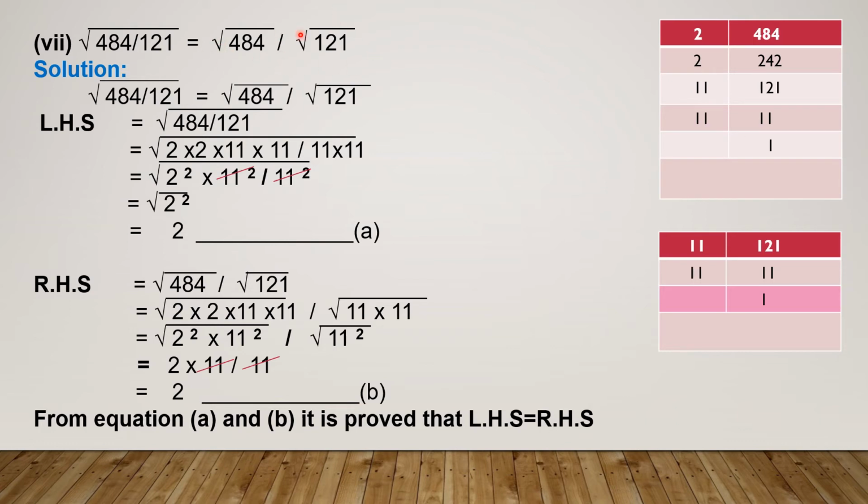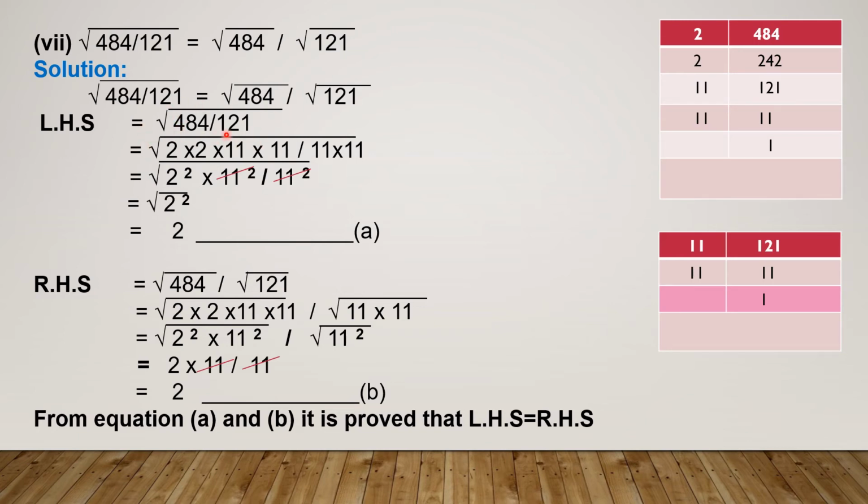square root of 121. Students, in this equation we have to prove whether we take square root of a fraction, just like this, it will be equal to whether you take square root of numerator separately and denominator separately. We will prove that both of these things will be equal. So first we take left hand side, that is 484 divided by 121 under the square root.